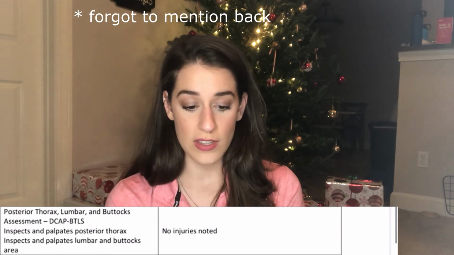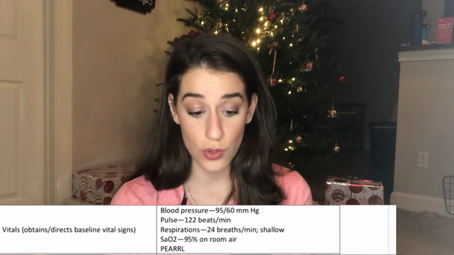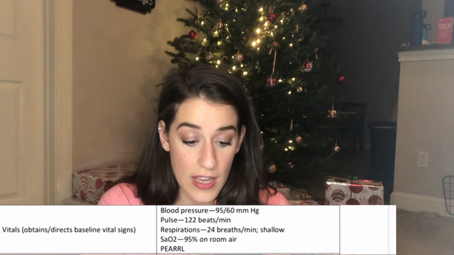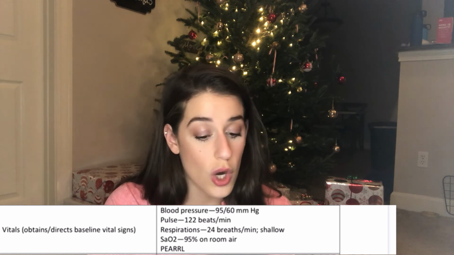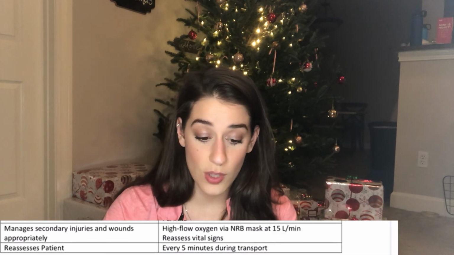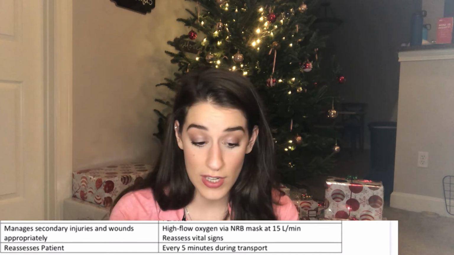Then you're going to get the vitals, which blood pressure is 95 over 60, pulse is 122, but that's a high pulse. Respirations is high as well, and then PEARL just means pupils are equal and reactive to light. He's already on high flow oxygen, you would reassess his condition every 5 minutes and go ahead and transport.